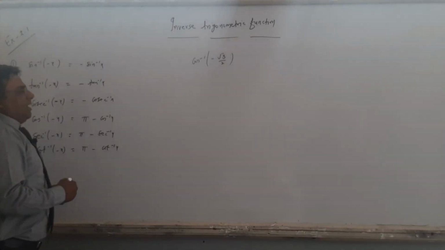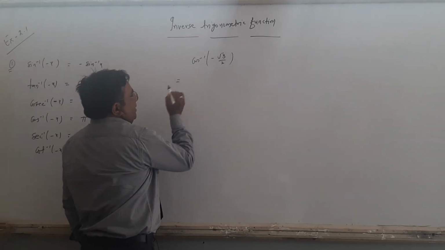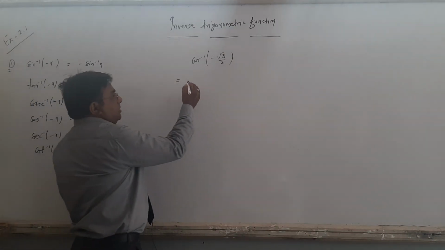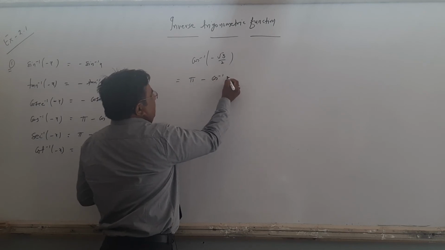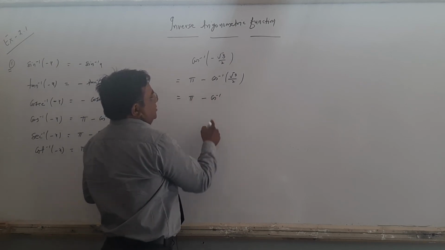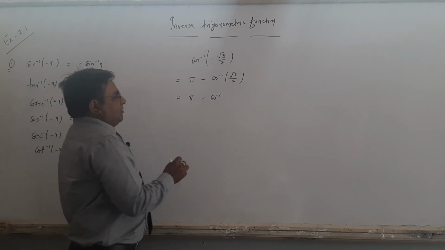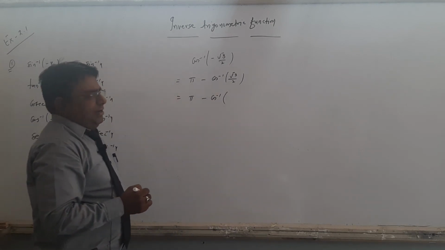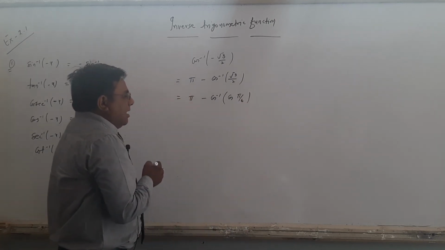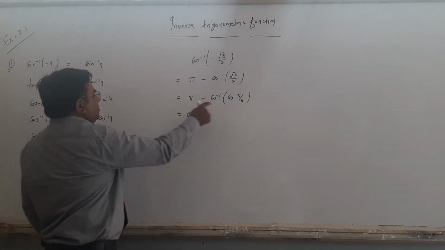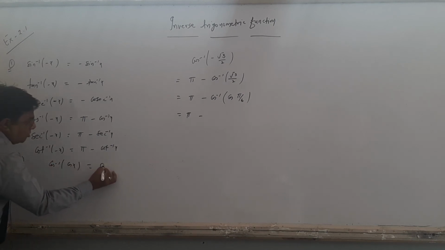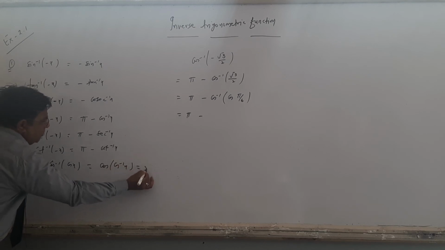First thing, cos is negative. That is the only single condition for cos inverse into cos; otherwise cos into cos inverse x equals x. But there is a condition.